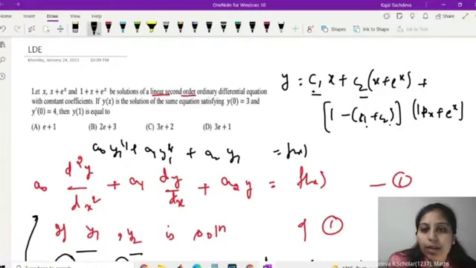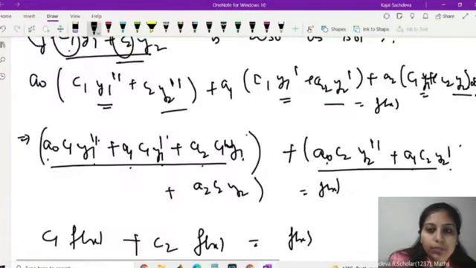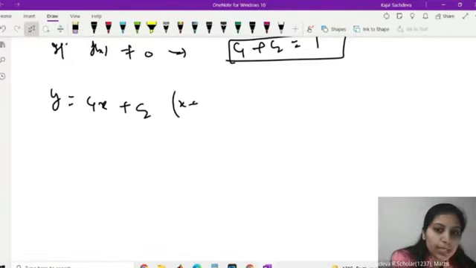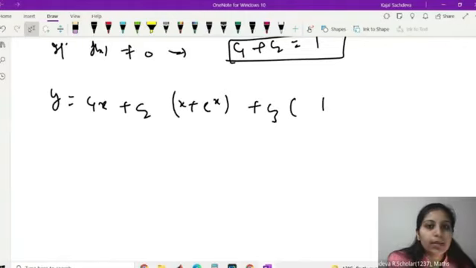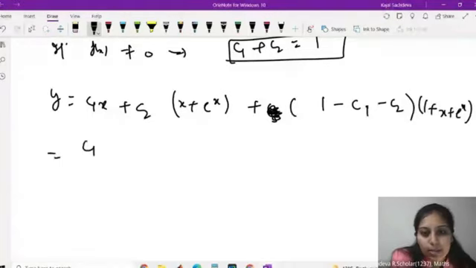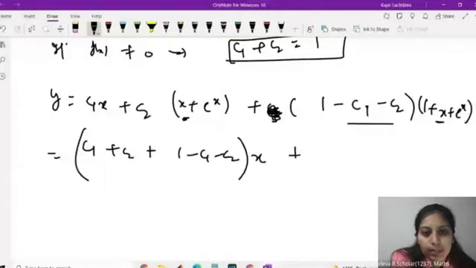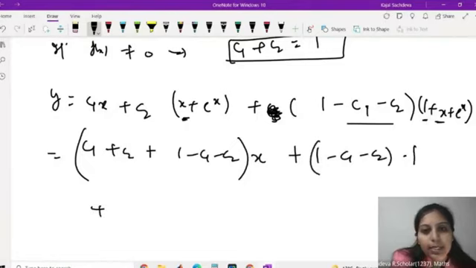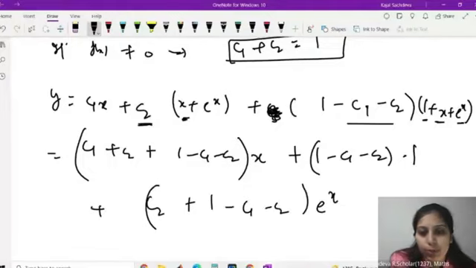Or we can solve it further. How can we solve? Just one minute. So we get y is equal to c1 x, plus c2 into the next solution x plus e^x, plus c3, in place of c3 we put 1 minus c1 minus c2, into 1 plus x plus e^x. So we get c1 and x term also here, c2 plus x term also here, 1 minus c1 minus c2, this whole x plus the constant term is here also. Yes, here is the constant term 1 minus c1 minus c2 into 1. And another term is of e^x type. So the e^x type is c2 plus, from here, 1 minus c1 minus c2 into e^x.